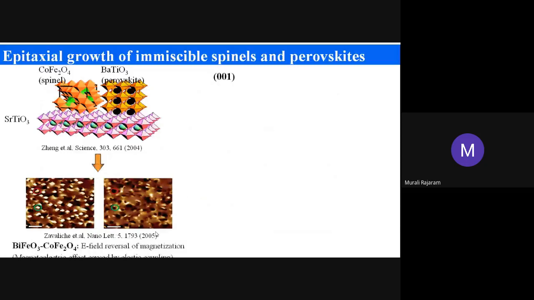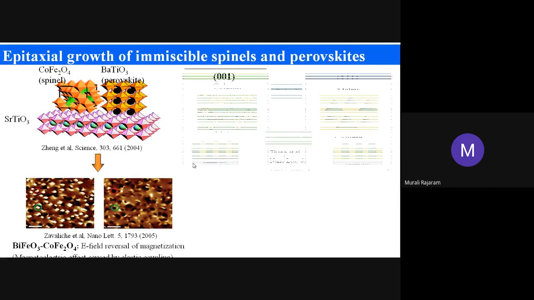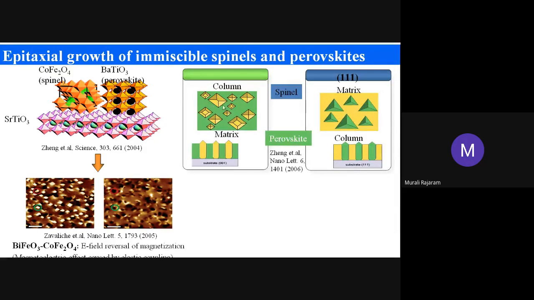As I said at the beginning, this is the cobalt ferrite barium titanate nanostructures grown on strontium titanate single crystalline material, and this is bismuth ferrite cobalt ferrite. This cartoon shows the 001 substrate. If you use this strontium titanate substrate with 001 orientation, you will have a matrix of perovskite, in our case bismuth ferrite, and you will have columns of spinel.